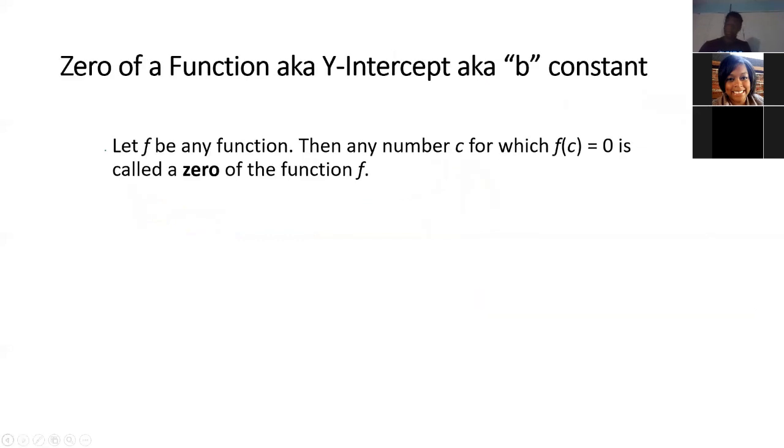Okay. So if it asks you for the zero of a function, the zero of the function is AKA your y-intercept, which is AKA your b constant. When you're finding the zero of the function, all that is saying is that you have f of x equals 0. What number will I plug in for x that will give me the value of 0? That's all it's asking, the zero of the function. And the reason why it's just one 0 is because you only can have one y-intercept in a function. If you have two y-intercepts, then it's not a function.